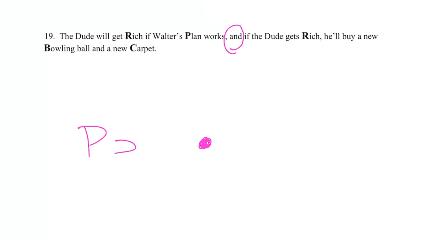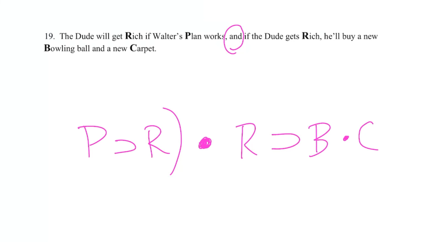Right, so that'll be our left side, and there's a conditional. Now the right side. If the dude gets rich, he'll buy a new bowling ball and a new carpet. So that would be if R, then, well, bowling ball and carpet. So B and C. Last step, we need to put in the brackets for each of the statements. So we'll bracket the left side, and then on the right side we're going to put B and C inside of a bracket, and then we need one more bracket to cover the whole thing.